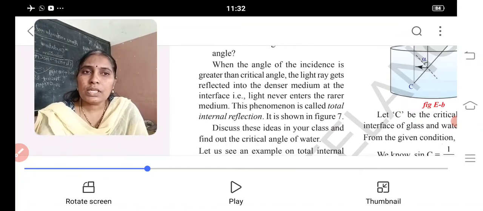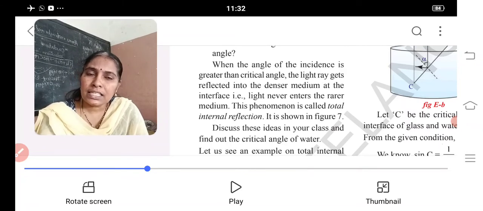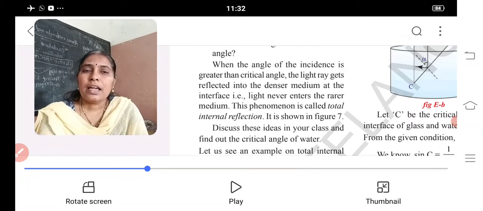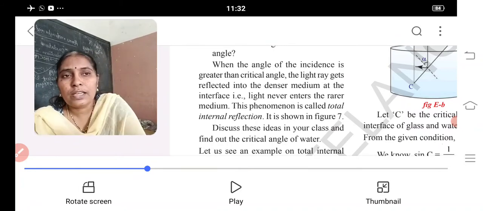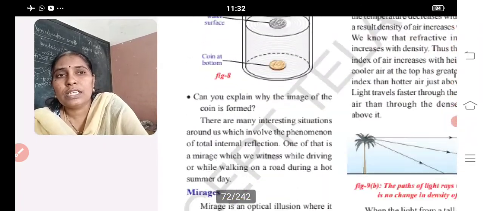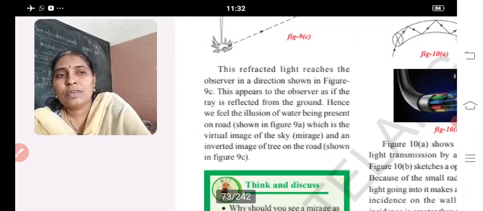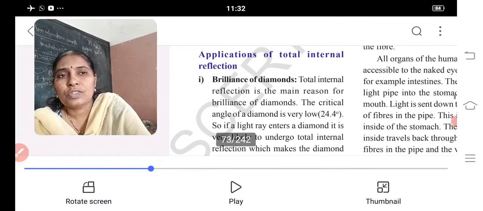And what is total internal reflection? When the angle of incidence is greater than the critical angle, the light ray, instead of going into the other medium, reflects in the same medium. Such a phenomenon is known as total internal reflection. Okay, what are the examples of total internal reflection? Mirage is one example of total internal reflection.